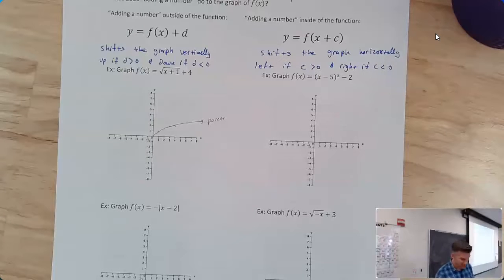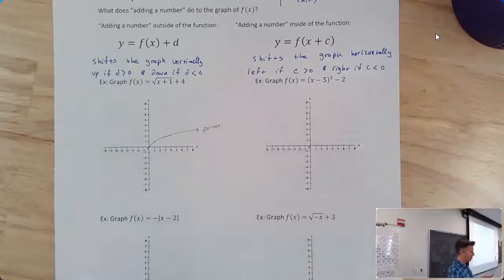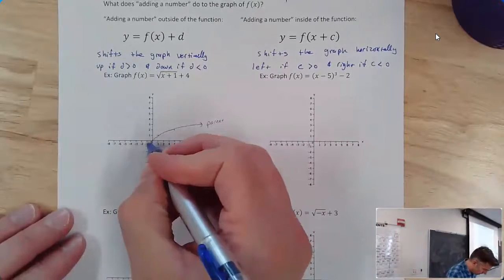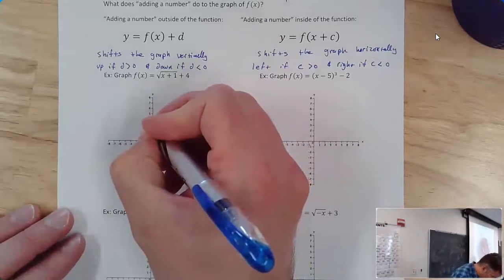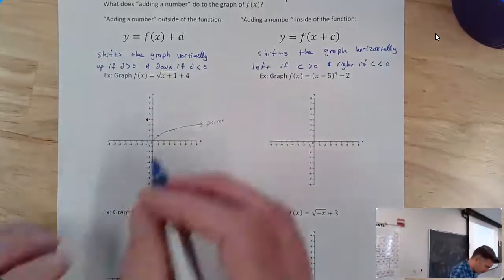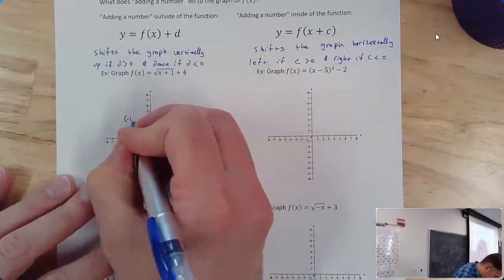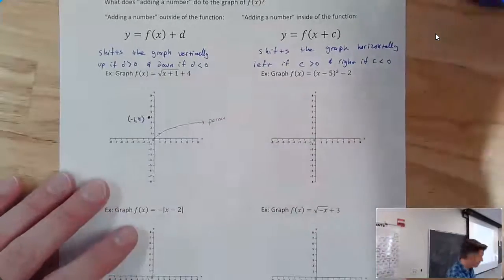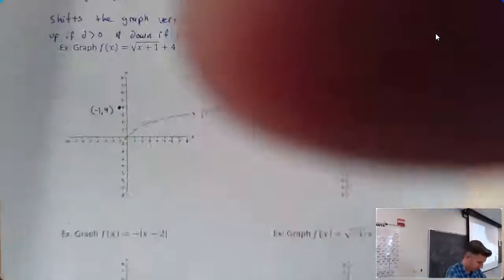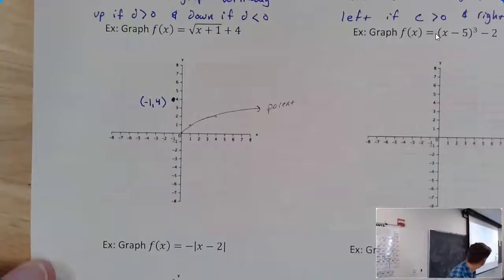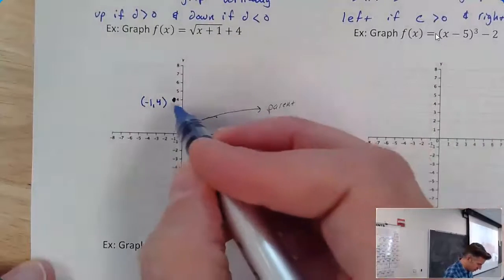So what I really like to think about is graphs having important points, meaning for the square root graph, where it starts is the most vital point. So I'm thinking of where 0, 0 is actually going to move to. That 0, 0 point is going to go 1 left and 4 up. My graph is now starting here at the point -1, 4. But then it's just going to look like this, just starting here.